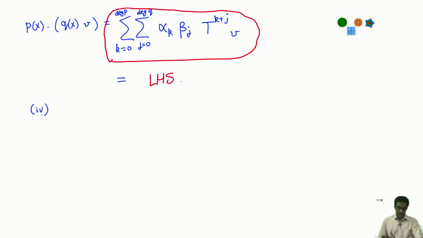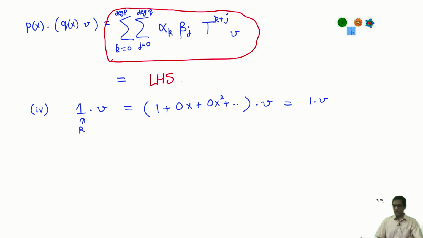And let me check the final axiom, axiom 4, which says that if I take the identity element of my ring and scalar multiply it with any vector, I should get back that vector. But observe, what is the identity element of the ring here? It's just this polynomial, right? I should think of it as this polynomial: 1 is the constant term plus 0x plus 0x squared and so on, acting on v, and that by definition is just 1 acting on v. This is the usual scalar multiplication, and then the rest of the terms don't contribute because I get zeros in front.